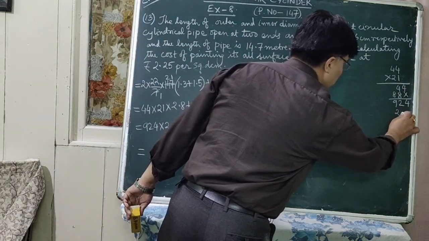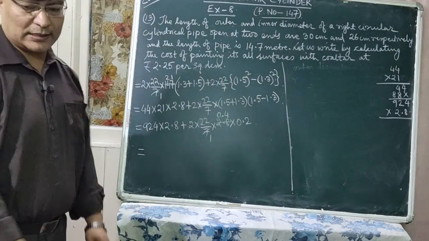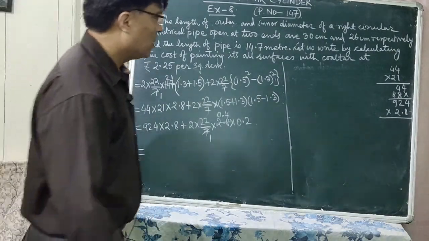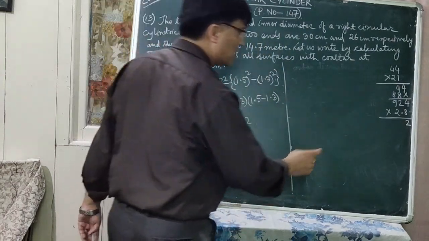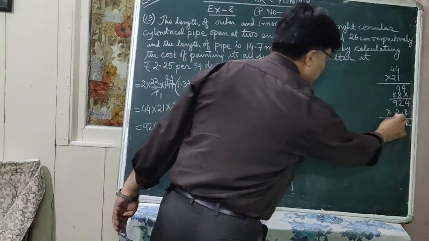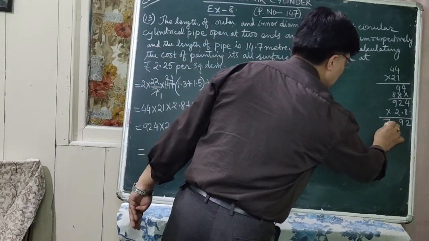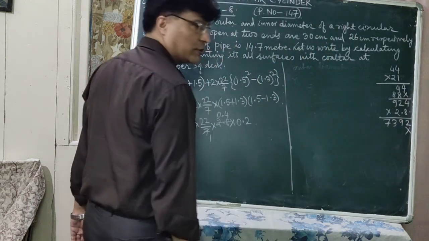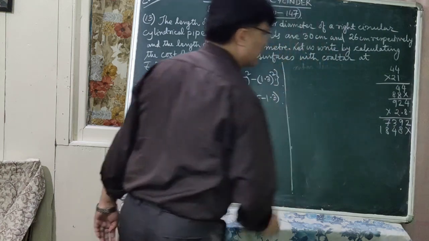So 924 is multiplied by 2.8. Okay. So let's multiply it. 8 4s are 32, 2, 3. 8 2s are 16 plus 3 is 19. 19, 9, 1. 9 8s are 72 plus 1 is 73. Cross. It is 2 4s are 8, 2 2s are 4, 9 2s are 18.